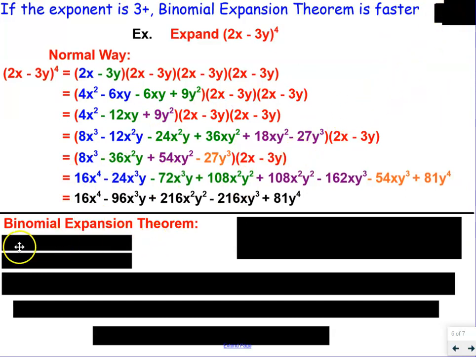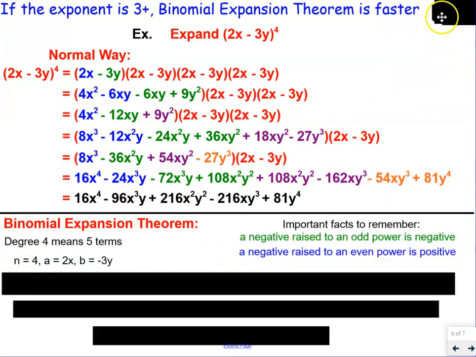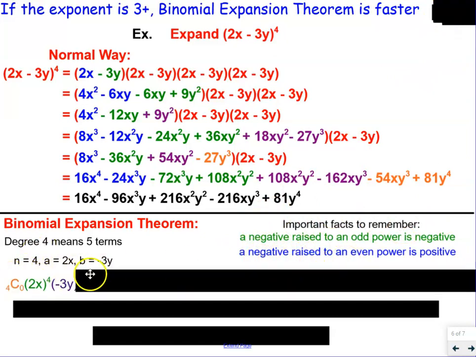All right, if I do binomial expansion theorem, we know degree is 4, so there's 5 terms. N is 4, A is 2x, B is negative 3y. Still don't forget about the negative to an odd power is negative, negative to even power is positive. There's 5 terms, so I'm going to write the 5 things.